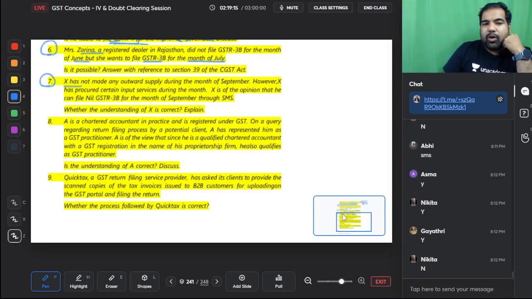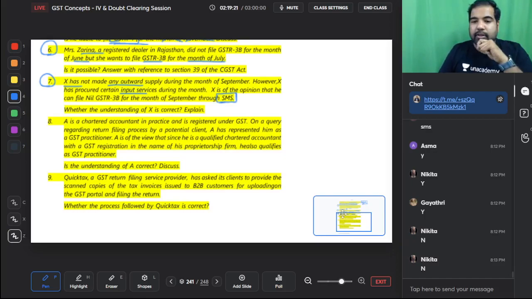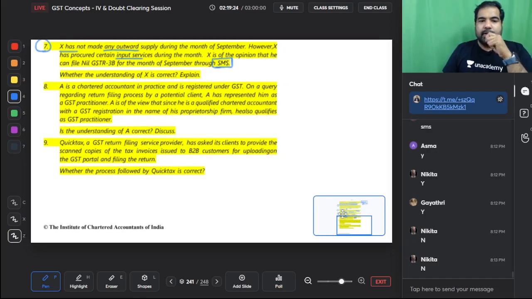Next, 7th. X has not made any outward supply, but he has some input services. Can he use SMS facility? No, SMS is only for nil. His return is not nil. Next. Can a CA represent himself as a GST practitioner without registering? No, he cannot. He has to register, only then he can.